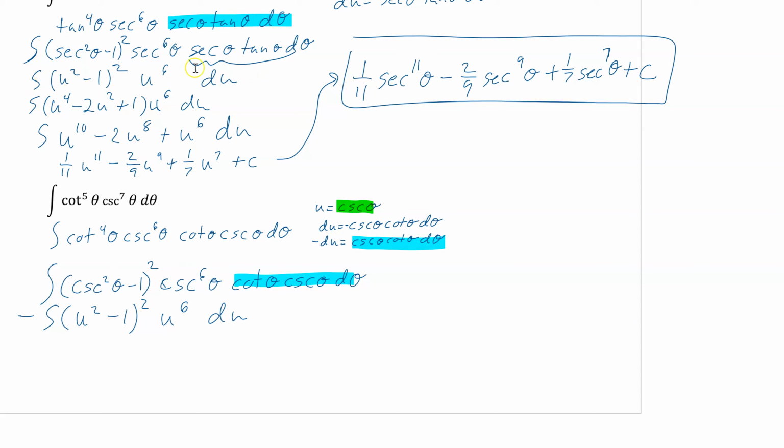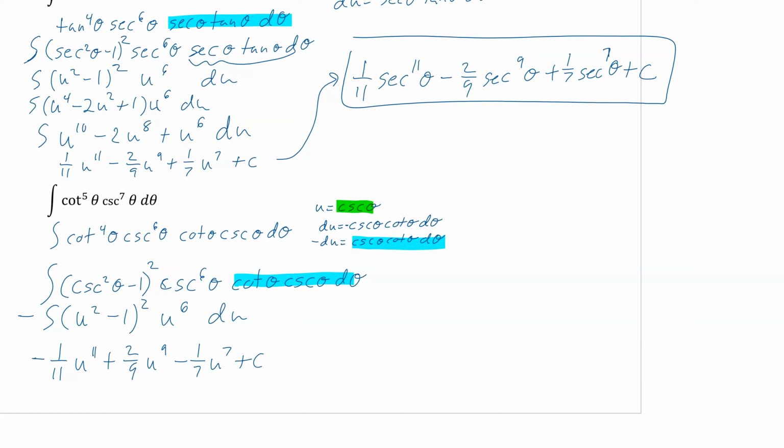You see it's all here. So we can just now skip ahead. It's going to be the same idea. We distribute, we get this, and now we throw in the negative. So negative 1 over 11 u to the 11th plus 2/9 u to the 9th minus 1/7 u to the 7th, and last is just a constant, so leave it alone.